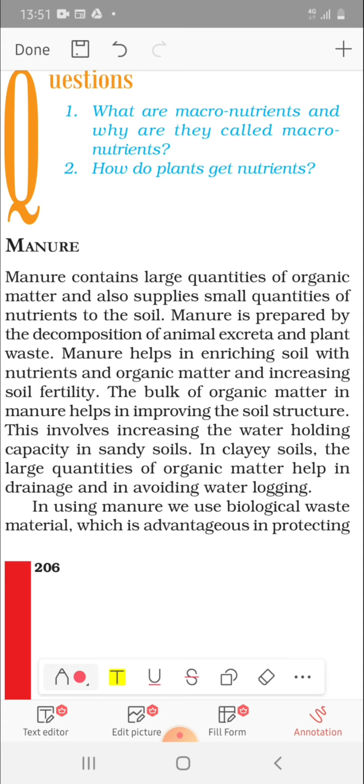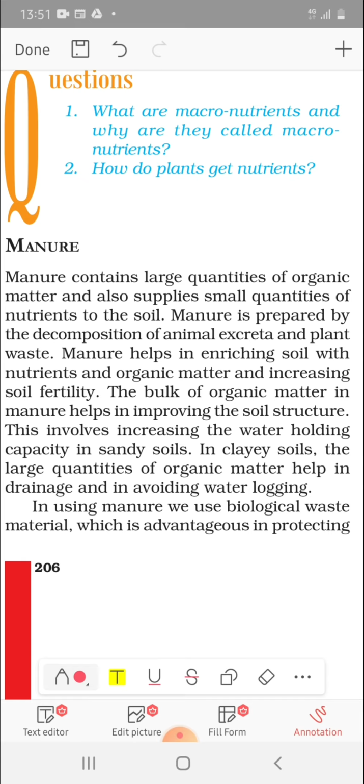So manure supplies the nutrients, but in a small amount. But manure actually improves the soil quality, right? So because of that we need to add manure. Like in sandy soils, it is increasing the water holding capacity, and in clay soil it is helping in drainage of water and prevents waterlogging.